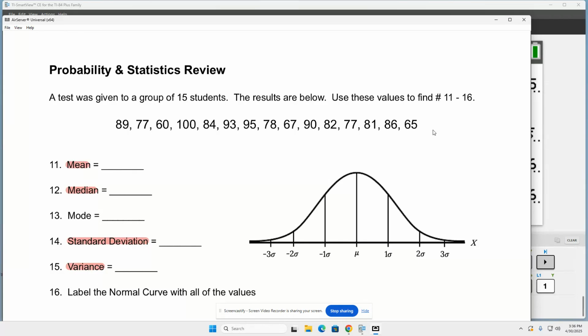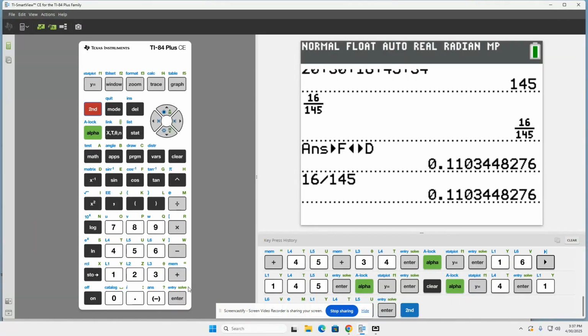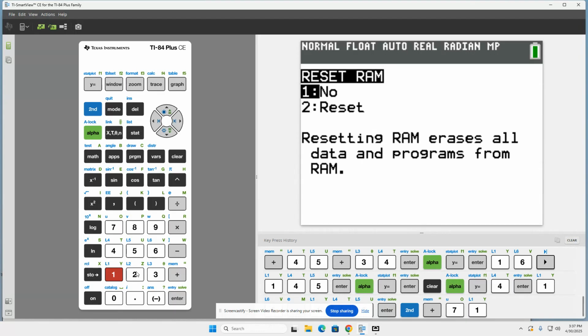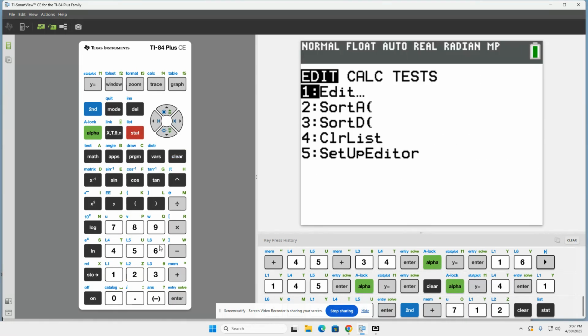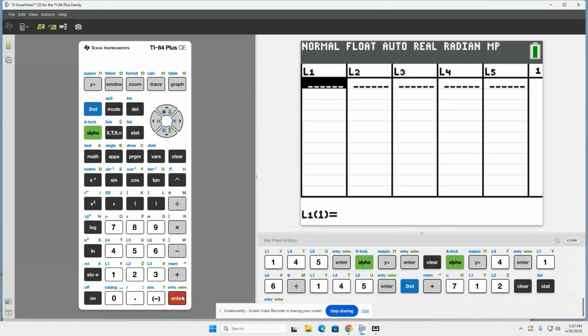But let's go use our calculator to find all these values. First, let's reset it. Second plus 7, 1, 2. We're going to go to stat edit. That's where we go when we want to enter data. And I'm going to enter all these numbers. Okay, here we go. 89. I'm not going to talk. I'm just going to enter them.